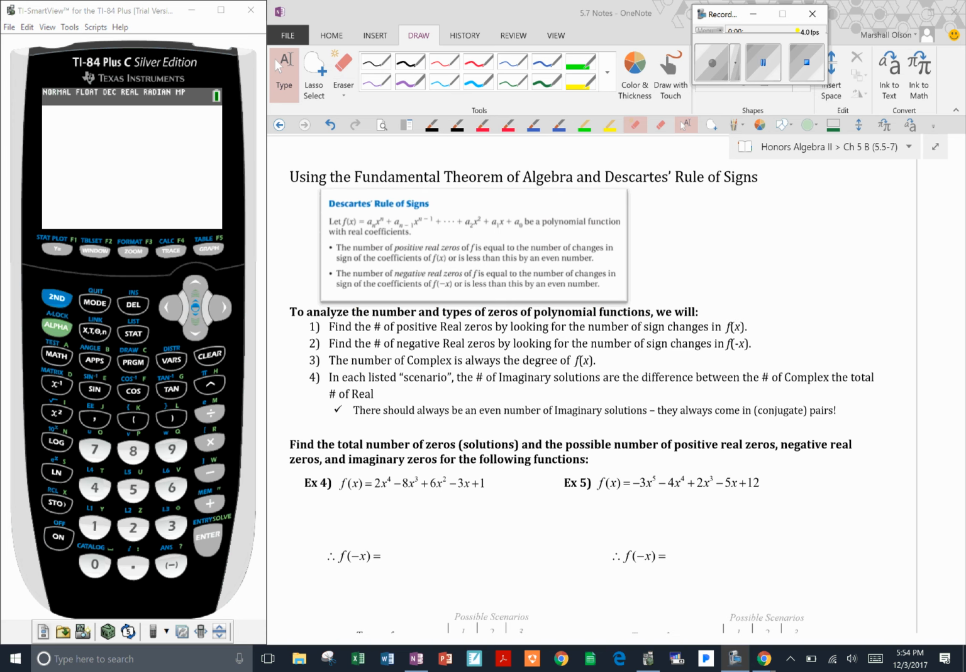All right, welcome back to section 5.7. We are going to finish up talking about the fundamental theorem of algebra and add a new idea to analyzing a polynomial's roots using what's called Descartes' rule of signs.